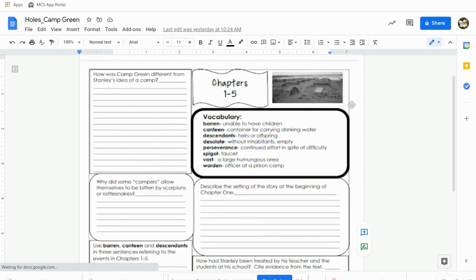It is set in a youth detention camp where the young men are trying to find themselves and are looking to kind of solve some inner issues within themselves. So, in order to provide some more in-depth understanding for what the children are learning, I provided them with this worksheet. We read chapters 1 through 5.